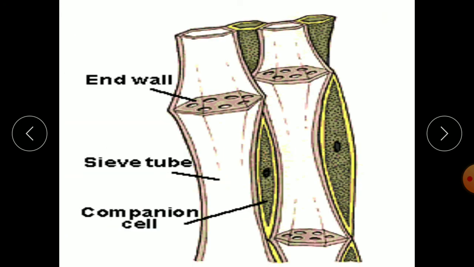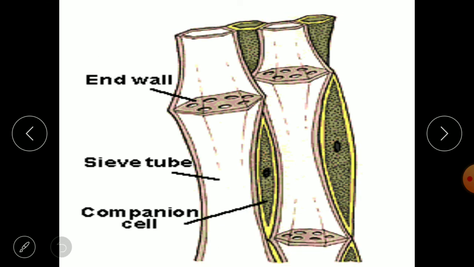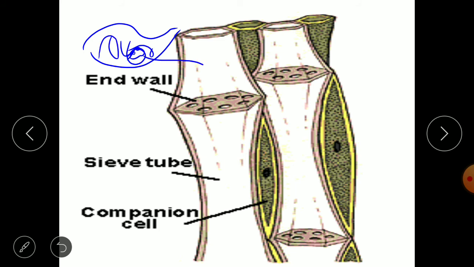What happens? Suppose the leaves are here and they are preparing the food. Here the concentration of glucose is more, the concentration of carbohydrate is more. So what will happen? First, these carbohydrate particles are actively transported to these companion cells and the sieve tubes of this phloem. Then what will happen?